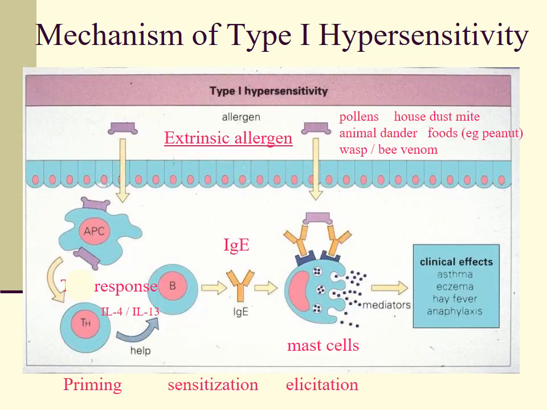shock. And now come to how and when these mast cells and basophils degranulate and what the mechanism of type 1 hypersensitivity is. Look at the picture.